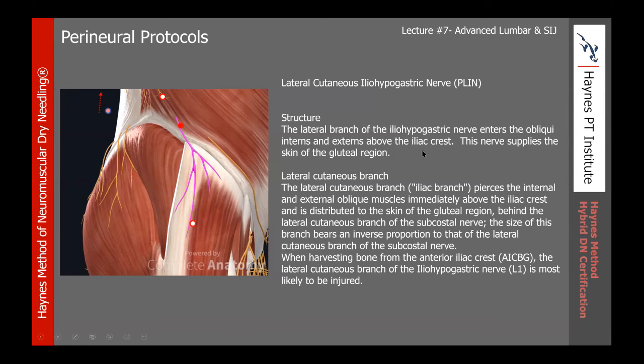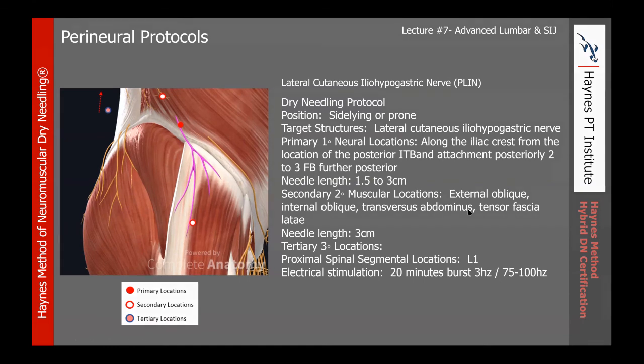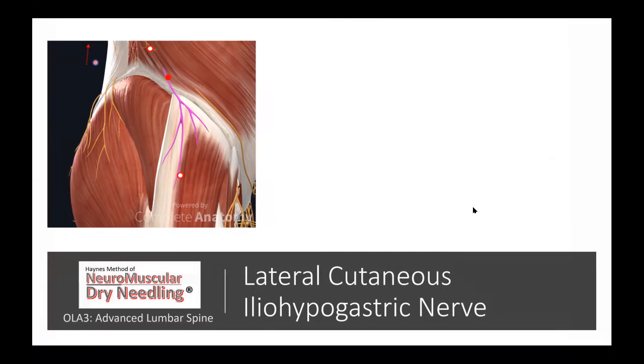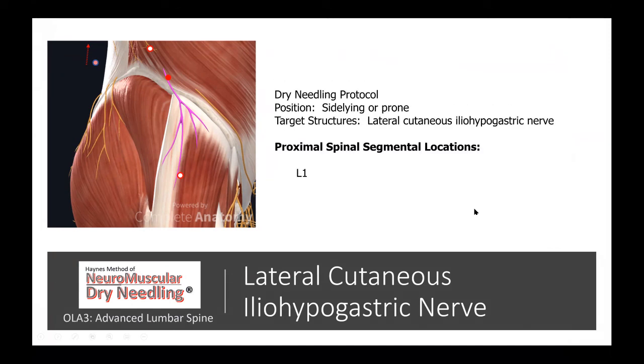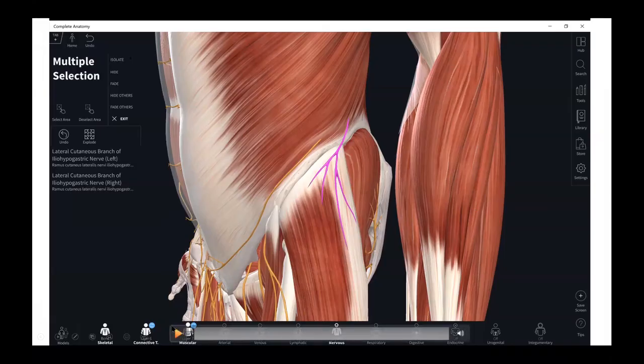The lateral cutaneous iliohypogastric nerve has a potential site of entrapment in the abdominals themselves, and then as that nerve courses across the iliac crest, again, any of the nerves that cross there can seem to give us some potential challenges. So let's move to our locations. All right. The protocol for the lateral cutaneous iliohypogastric nerve.